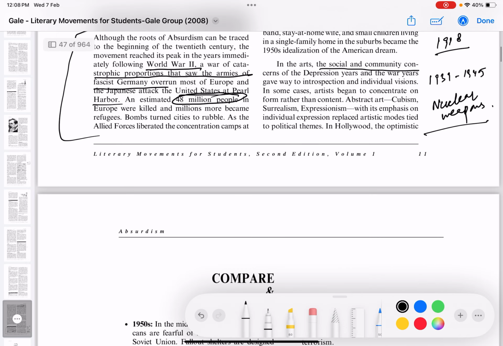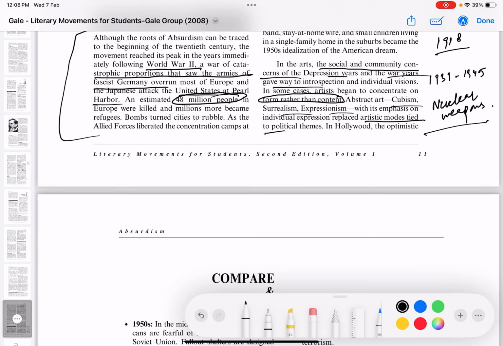concerns of the depression years and the war years gave way to introspection and individuals' visions. In some cases, artists began to concentrate on form rather than content. So, your form is important. What you are presenting is not important, because in life things are happening which are not important, right? So, abstract art, cubism, surrealism, expressionism, with this emphasis on individual expression, replace artistic modes tied to political themes.